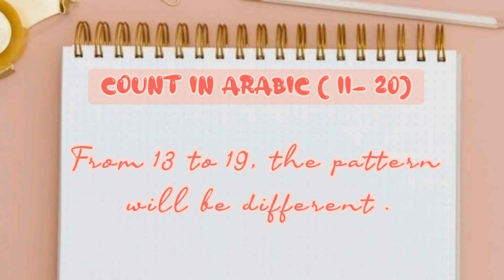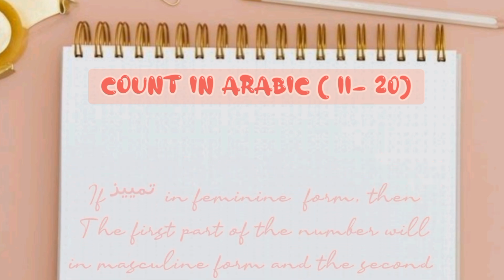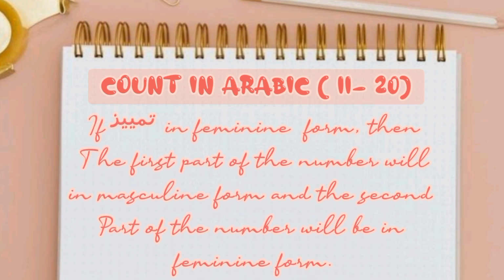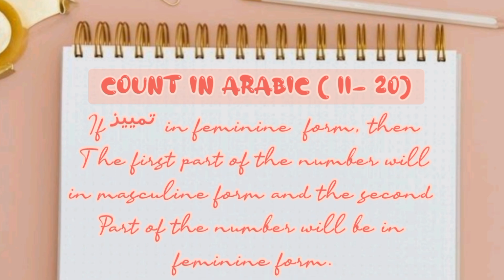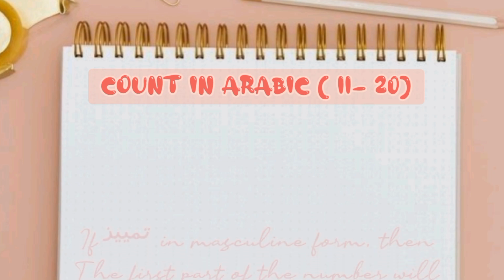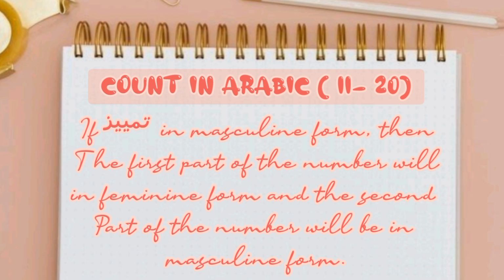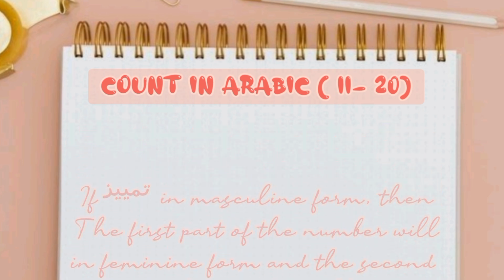But from number 13 to 19, the pattern will be different. In these numbers, the first part of the number comes in masculine form and the second part of the number comes in feminine form if tamyiz is feminine. But if tamyiz is masculine, then the first part of the number will be in feminine form and the second part of the number will be in masculine form.